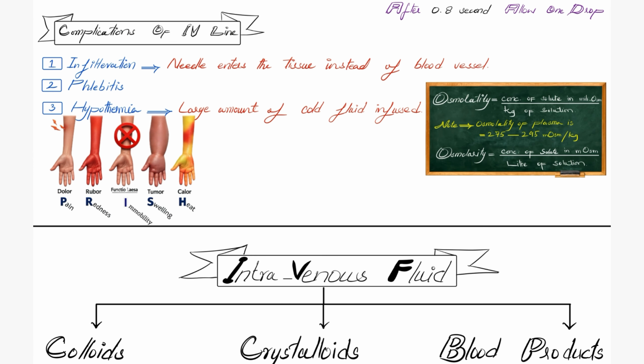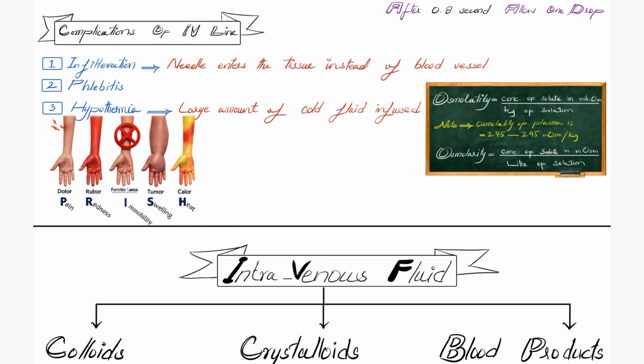The third complication will be hypothermia. If a large amount of cold IV fluid is given as infusion, this may decrease the body temperature, and hypothermia is defined when the body temperature is less than 35.5 Celsius or less than 96 Fahrenheit.